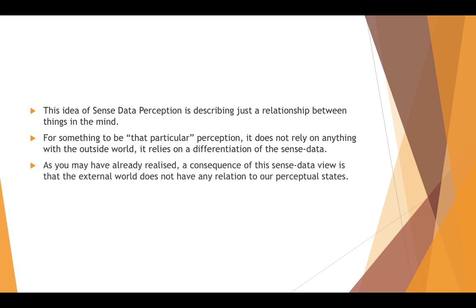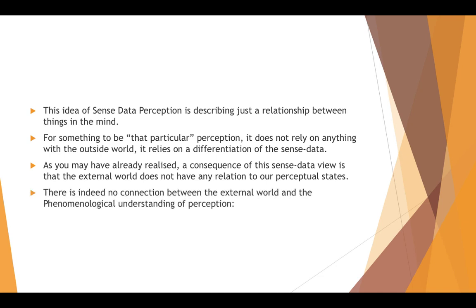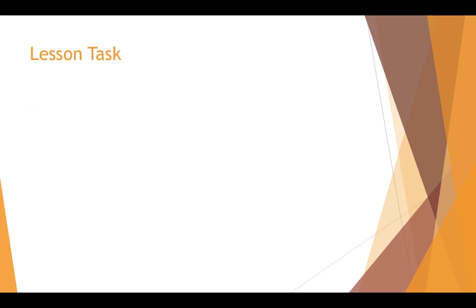As you may have already realized, a consequence of this sense-data view is that the external world doesn't have to have any relation to our perceptual states. There doesn't need to be any connection between the external world and our phenomenological understanding of perception. So we have a line through our arrow here, between A and O. There is no perception. That's effectively the view we're going to be looking at.